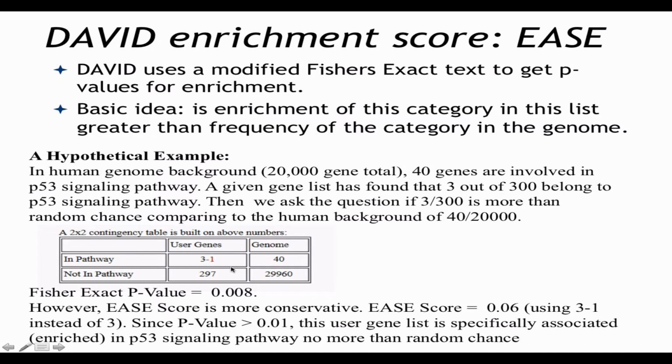They're actually more stringent. They subtract a degree of freedom, essentially. They do a -1 from your gene list to make it more stringent because they find too many false discoveries otherwise. So they call their method EASE. And that's all it is, it's 3 minus 1 divided by 300 compared to 40 divided by 20,000.